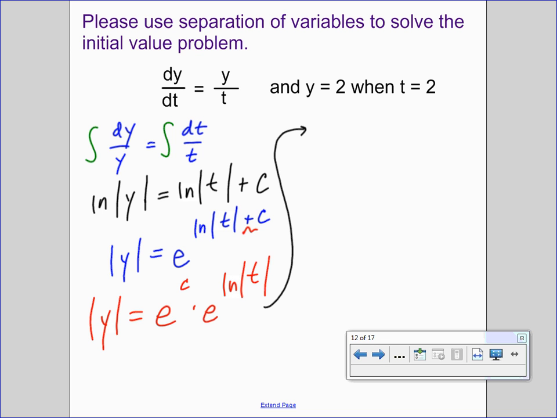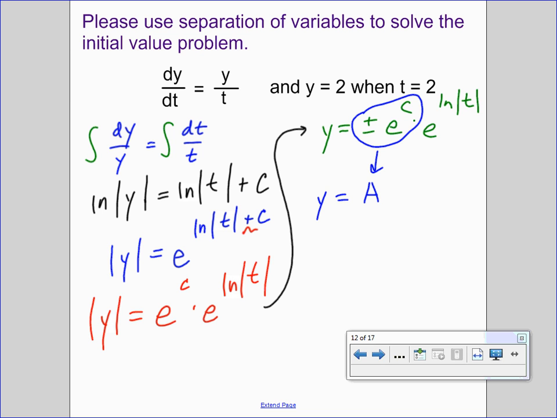Absolute value bars would return the same thing if the quantity inside is positive. It'll return the opposite if the quantity inside is negative. So we have plus or minus e to the c times e to the natural log of absolute value of t. And now you guessed it. Look at that pesky bugger. Plus or minus e to the c is some constant we don't know. What can we call it? Well, this is cumbersome. Let's call it some constant a that we don't know.